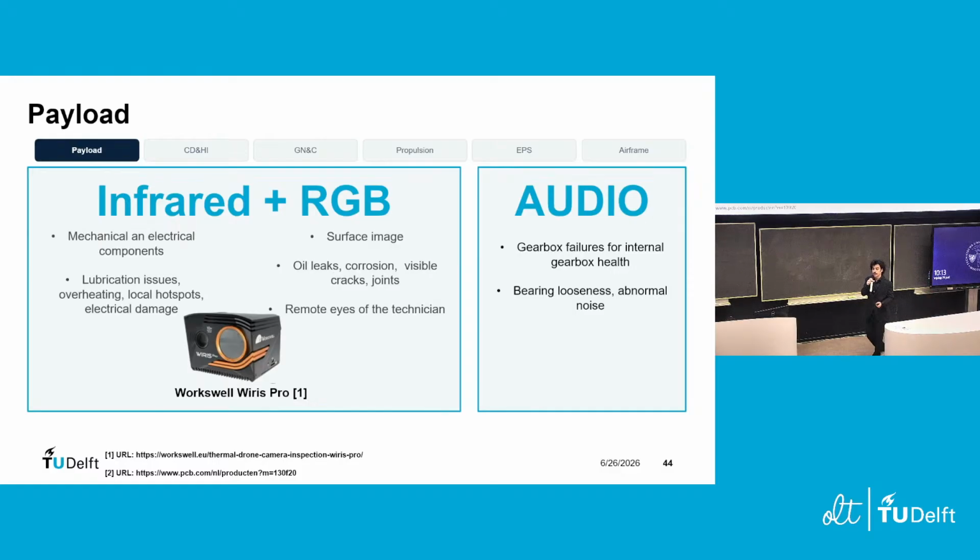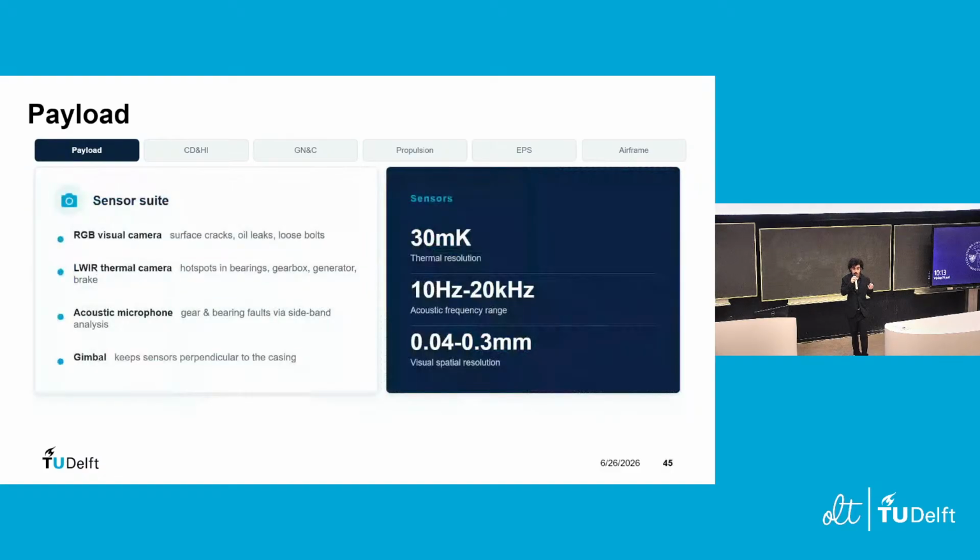And additionally, we also selected a group of two microphones in the audible range to detect issues such as gear meshing, etc. Now, as a summary of payload, we are capable of seeing thermal differences of up to 30 millikelvins. We hear in the audible range, so 10 to around 20 kilohertz, and our visual spatial resolution is 0.04 millimeters at minimum, which is nice and is advantageous for things such as surface crack detection or just general visualization of the nacelle.